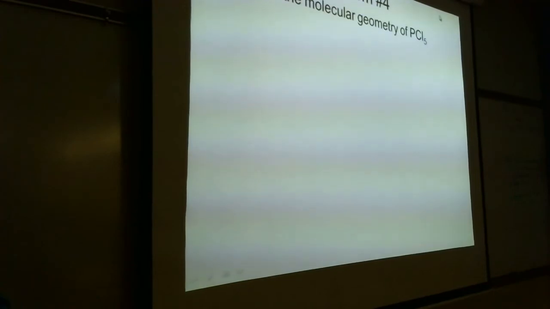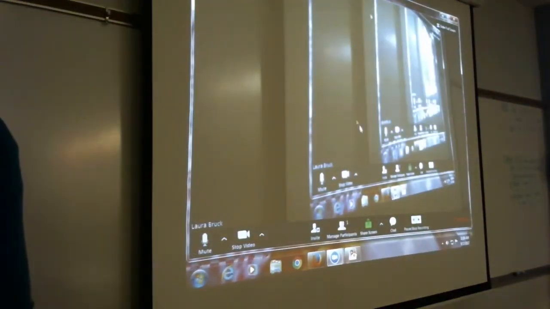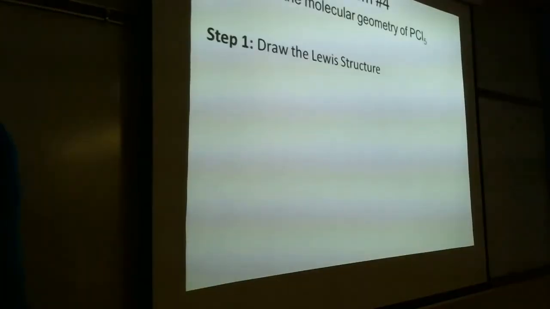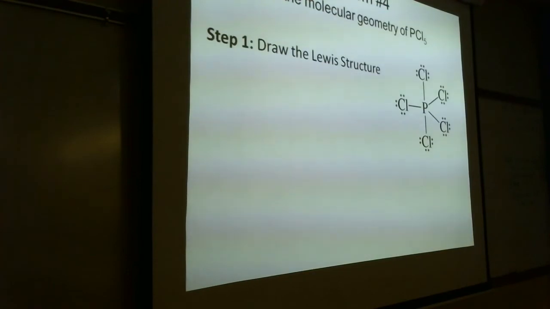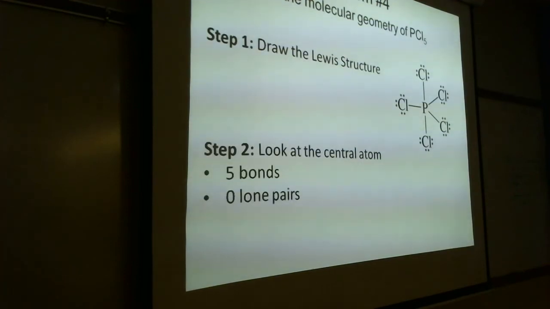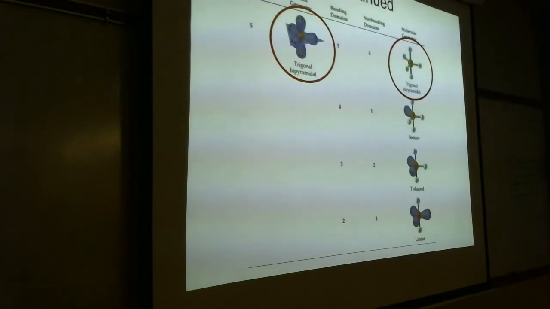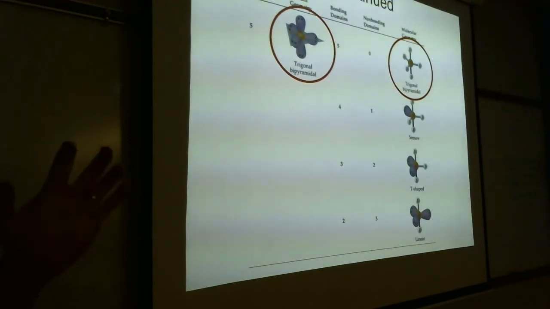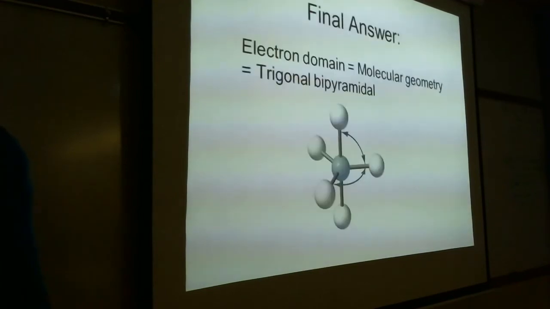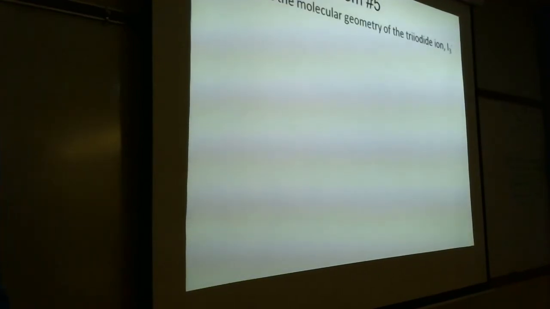Pause the camera. PCl5 is a Lewis structure we've already drawn. We did it on Friday. No lone pairs, correct? 5 bonds, no lone pairs. So the central atom, based on that information, will have the same electron domain and molecular geometry, correct? Because there are no lone pairs. So this is both going to be trigonal bipyramidal. This is the arrangement that gets 5 bonds as far away from each other in space, because those bonds repel each other. Trigonal bipyramidal.